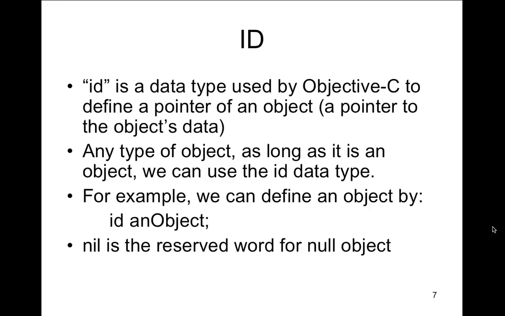Any type of object, as long as it is an object, can use the ID data type. And it's an actual data type that we're using, like integer, float, double, ID. For example, we can define an object by ID space an object. It's a reference to the object. So nil is the reserved word for null objects as well.